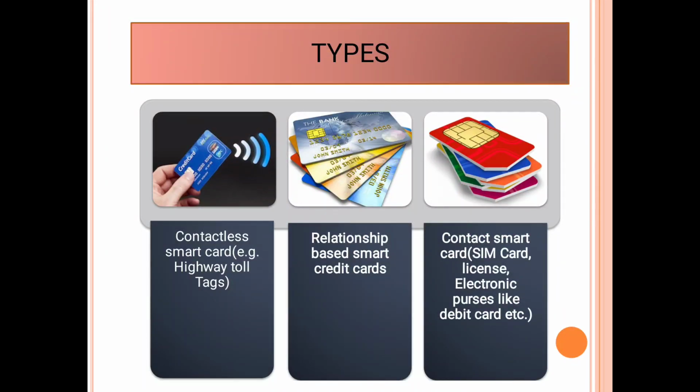There are many types of smart card. The main types are given below in the table. First is contactless smart card such as highway toll tags. Second is relationship based smart credit cards. Third is contact smart card such as SIM card, license, electronic purses like debit cards.